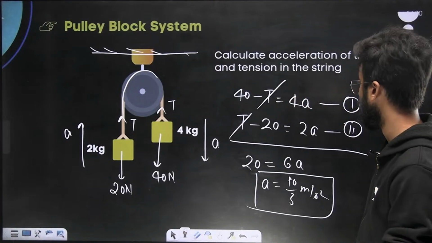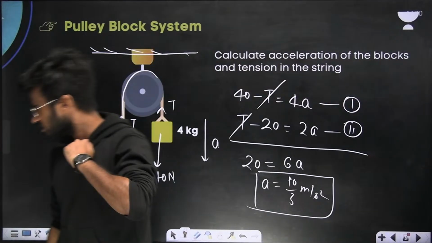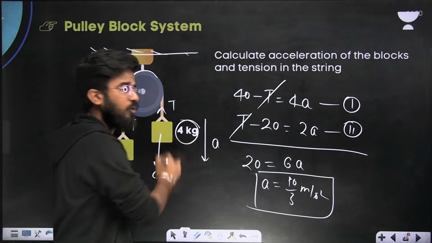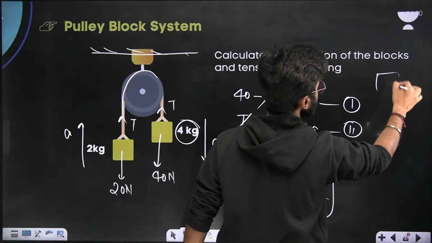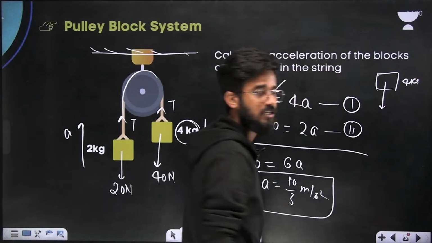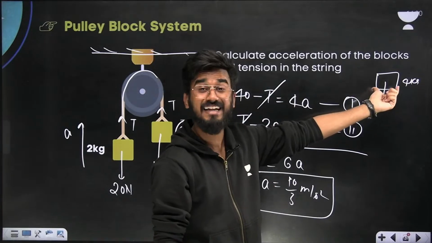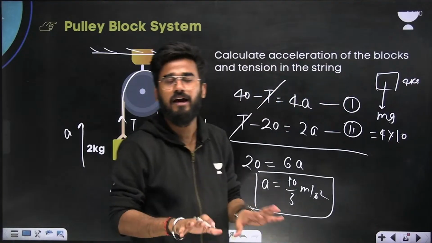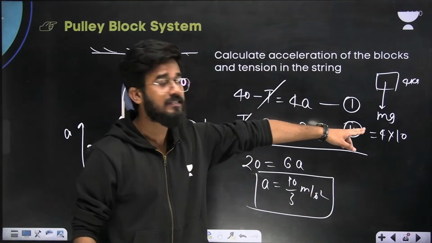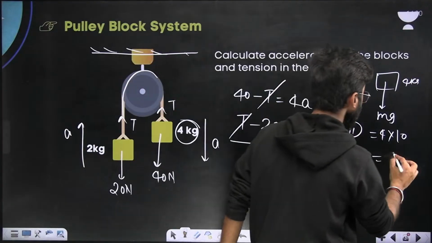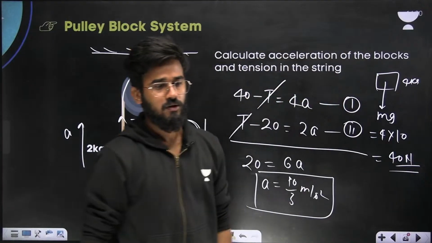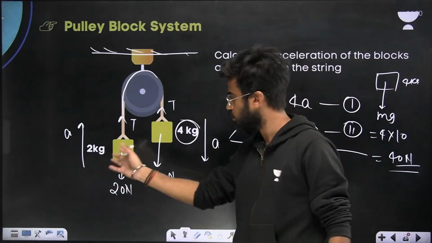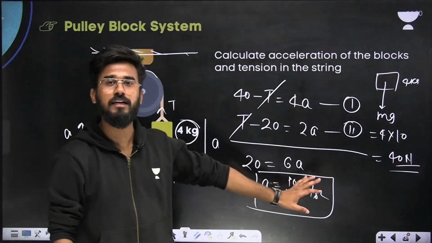This 40 Newton, where does it come from? This is a 4 kg block, so there is gravitational attraction. Because of this gravitational attraction, the force is mg. M is 4 and g is 10. Well, basically the exact value of g is 9.8, but that is an approximate value, so this is 40 Newton. And similarly that 20 Newton, m is 2 and g is 10, so mg is equal to 20 Newton. Okay, so this is the acceleration of these blocks.